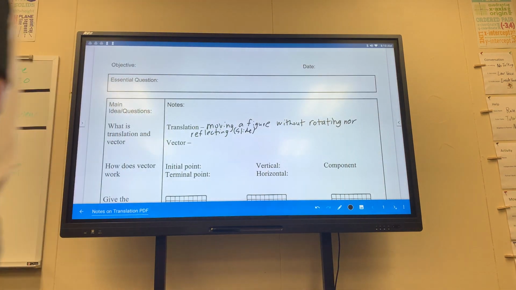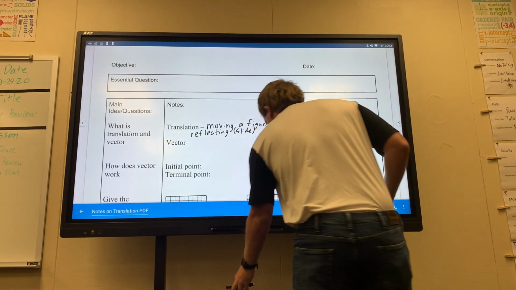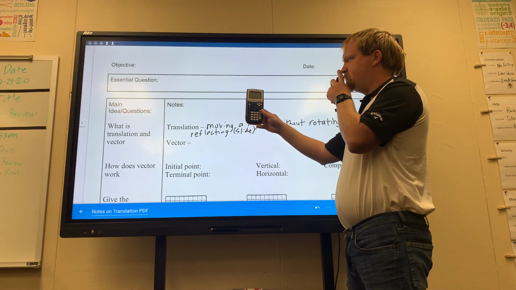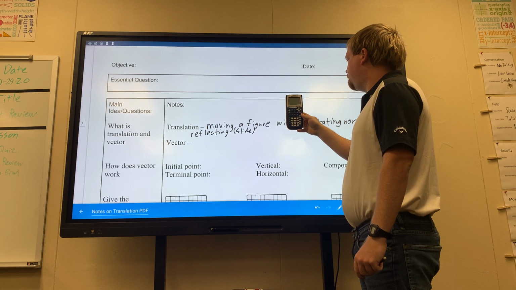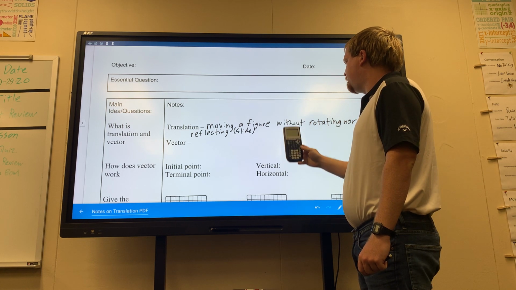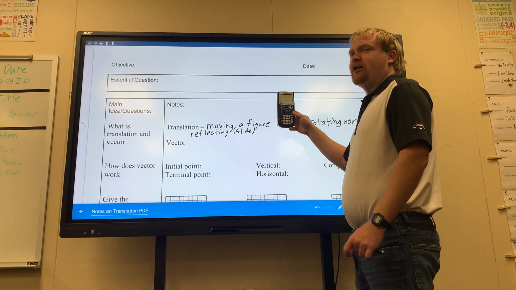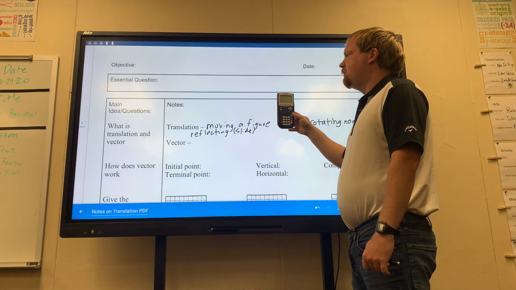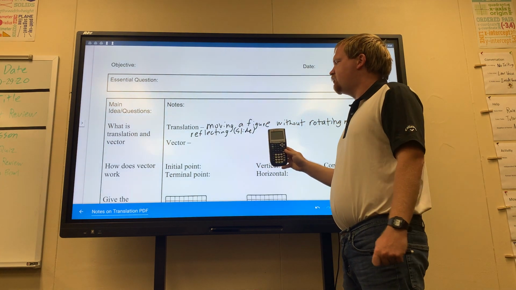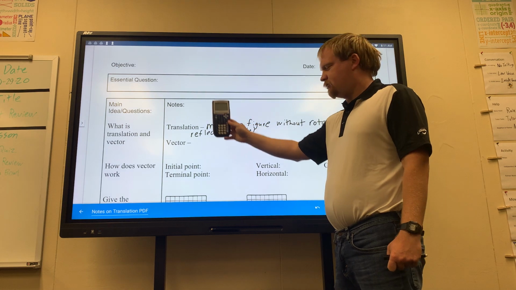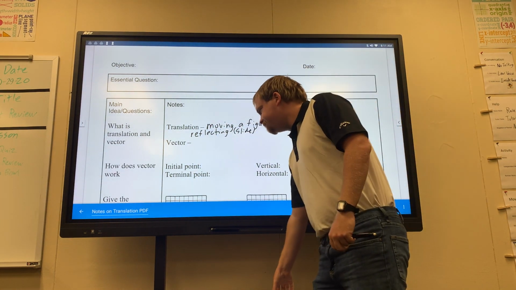So for example, if I have this calculator right here, right? If I want to translate it, I can just slide it left to right or slide it up and down. Okay? But I'm not rotating this calculator, nor am I flipping it. It's just in the same general position. This is what a translation would look like, if I just slide or move the figure up and down, left to right.